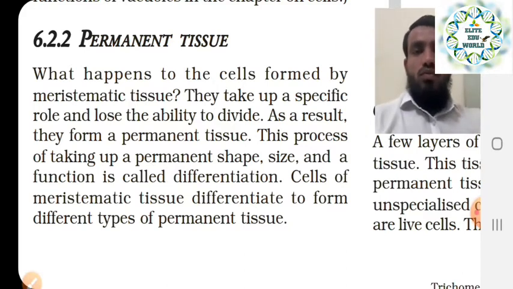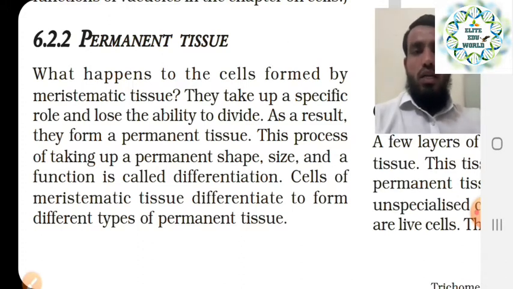So what happens to the cells formed by the meristematic tissue? The cells start growing in the areas of the tip of the plant, that is the meristematic tissue as we have seen. Afterwards, they take up a specific role and lose the ability to divide. Once they have enough growth, the same tissues are converted into permanent tissue. They lose the ability to divide and convert into permanent tissue. So we can also say permanent tissue is made from meristematic tissue only. After enough growth of the plant, that same meristematic tissue converts into permanent tissue.